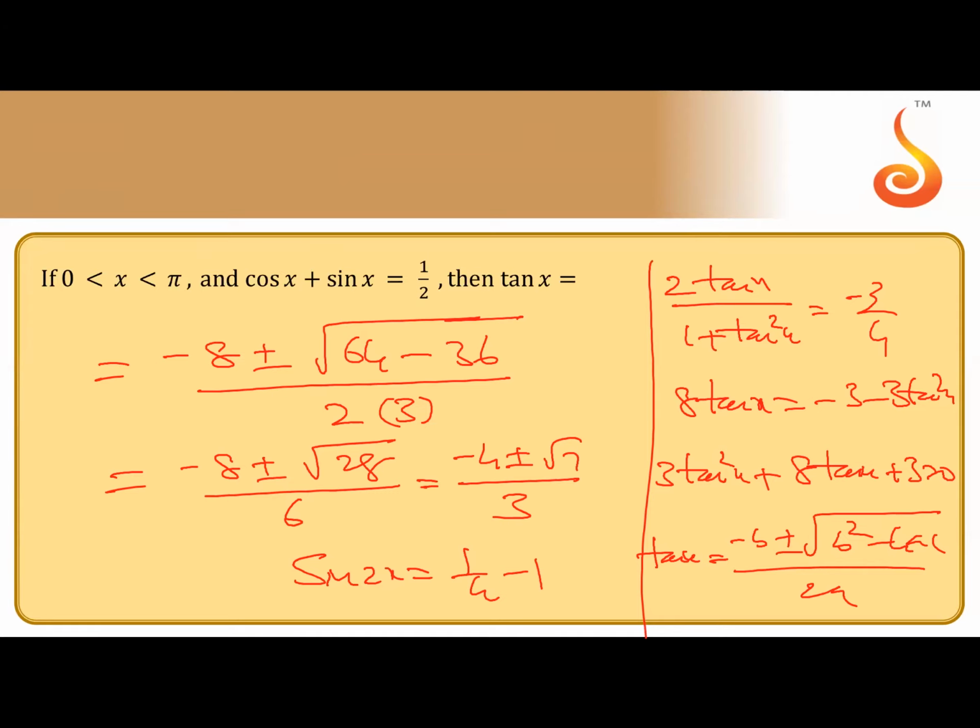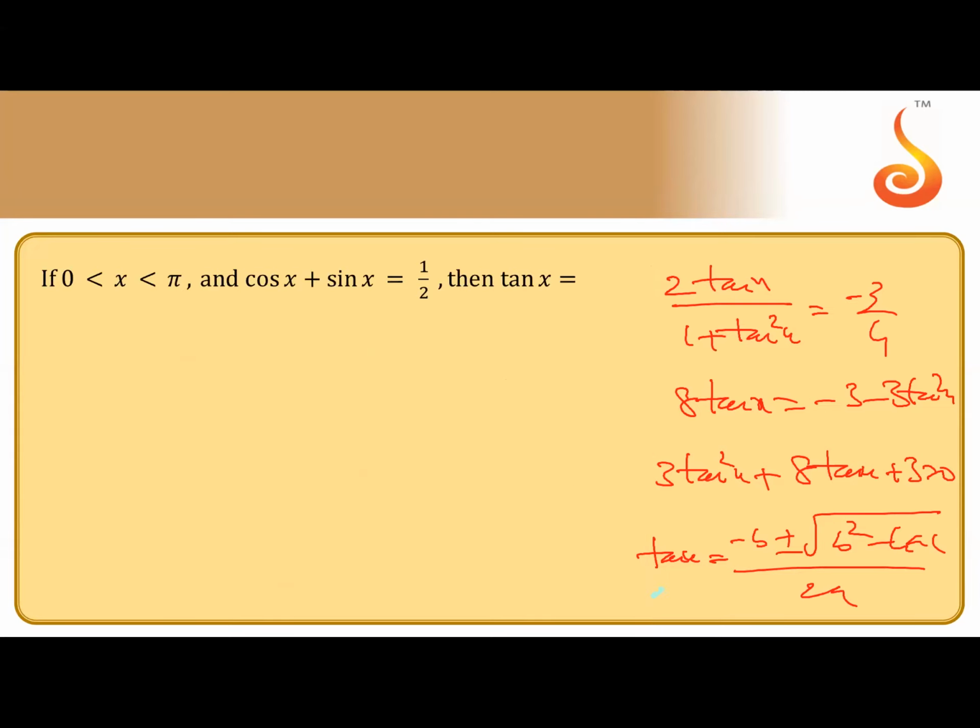Okay, fine. Now look here at what is given: 0 less than x less than pi. So that means tan x equals minus 4 minus root 7 by 3 or minus 4 plus root 7 by 3. And look at the options. Which options are matching with this one?